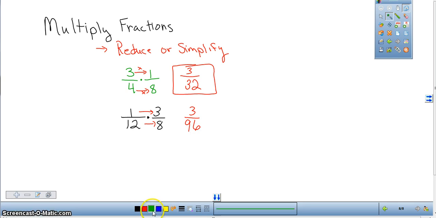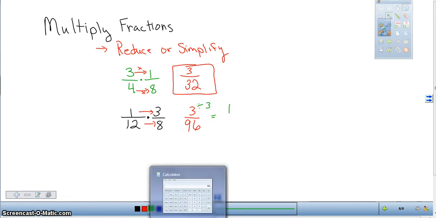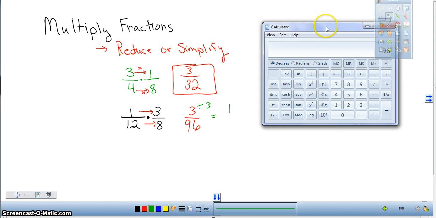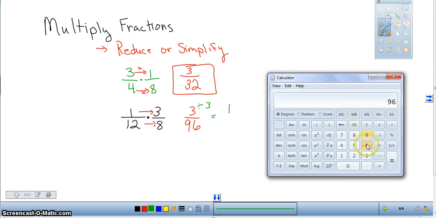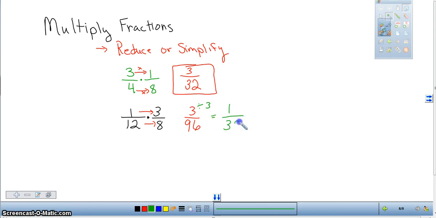Now that one, I'm looking at it and I think maybe I can reduce. If I look at the 3, the only thing I can divide by would have to be 3. So 3 divided by 3 is 1. And with my calculator, 96 divided by 3 is 32. So I get 1 over 32.